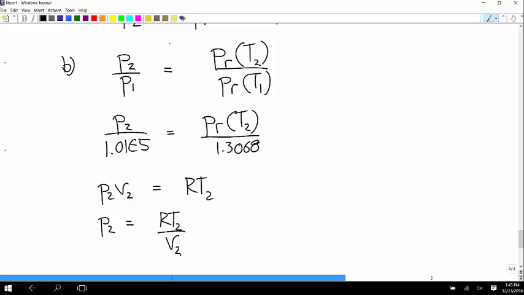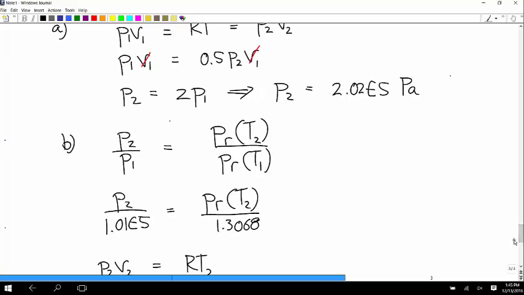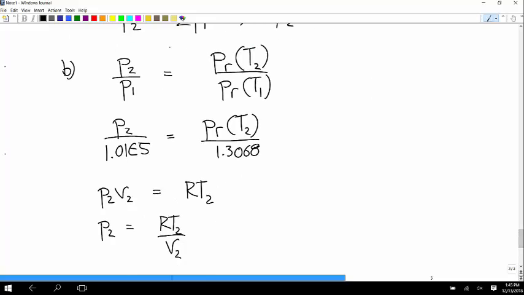What did I do here? Oh, here's what I want to do. I want to get that pressure as a function of temperature. Yes, you're right.